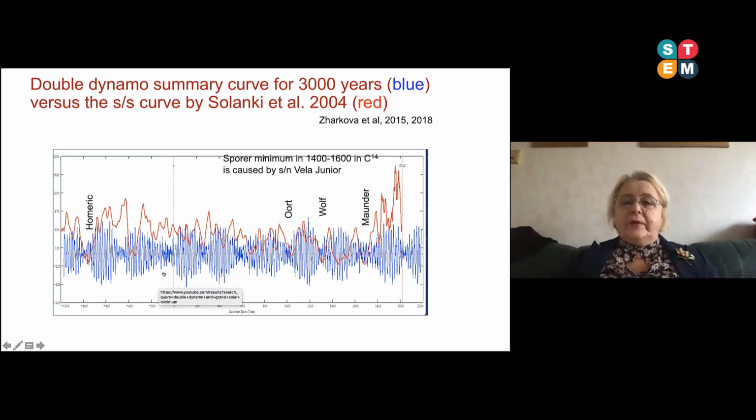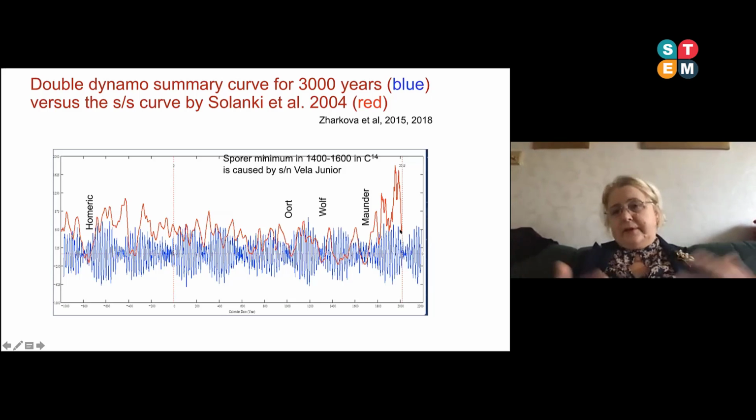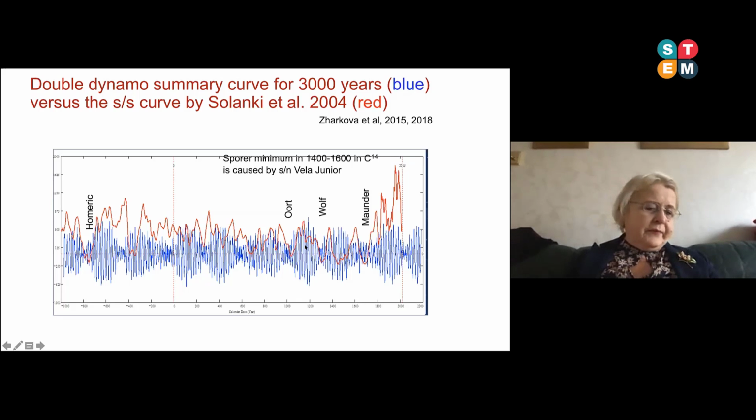What basically we did, we restored then this summary curve, inspired by this nice discovery. We restored the summary curve backwards up to 3,000 years and to 1,000 before Christ. So we see the blue line shows our summary curve, and the red line shows the restoration from solar radiance. And here is the Maunder minimum, here is the Wolf minimum, here is the Oort minimum, even the Homeric minimum, which happened in about 750 before Christ, we hit it.